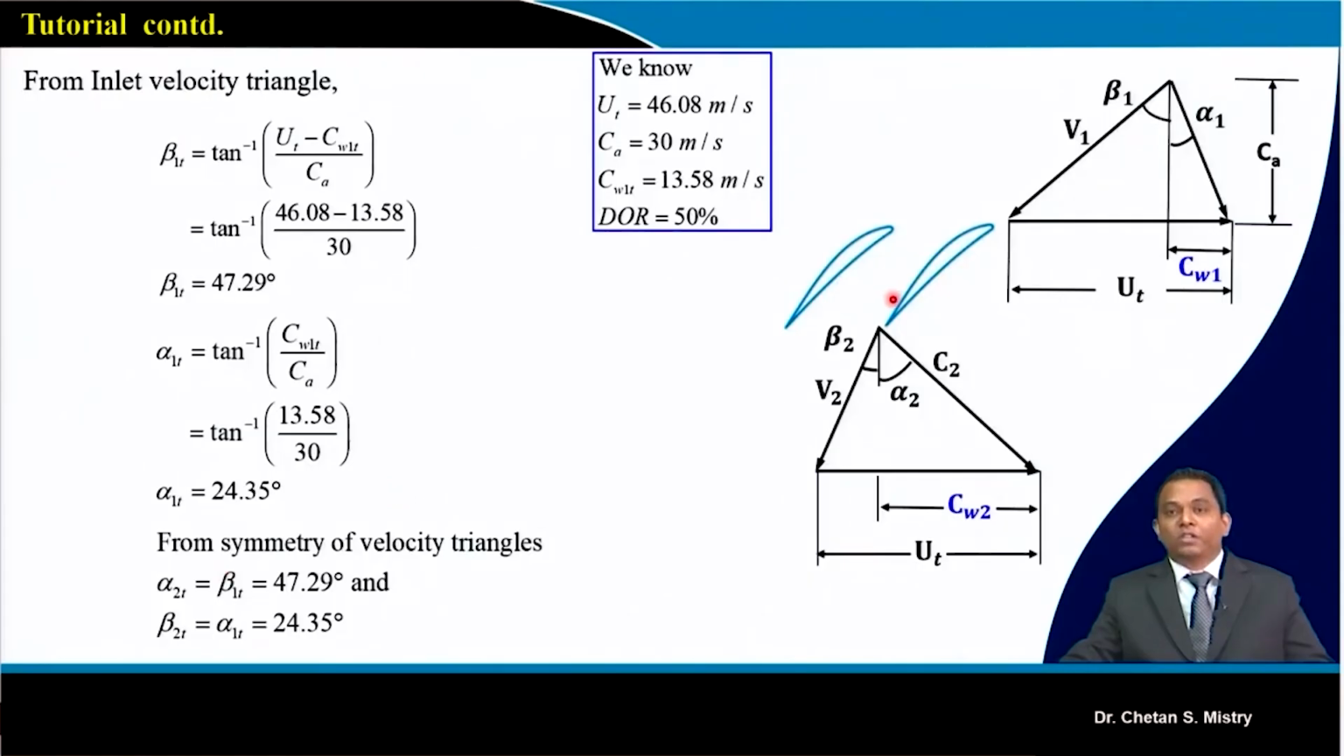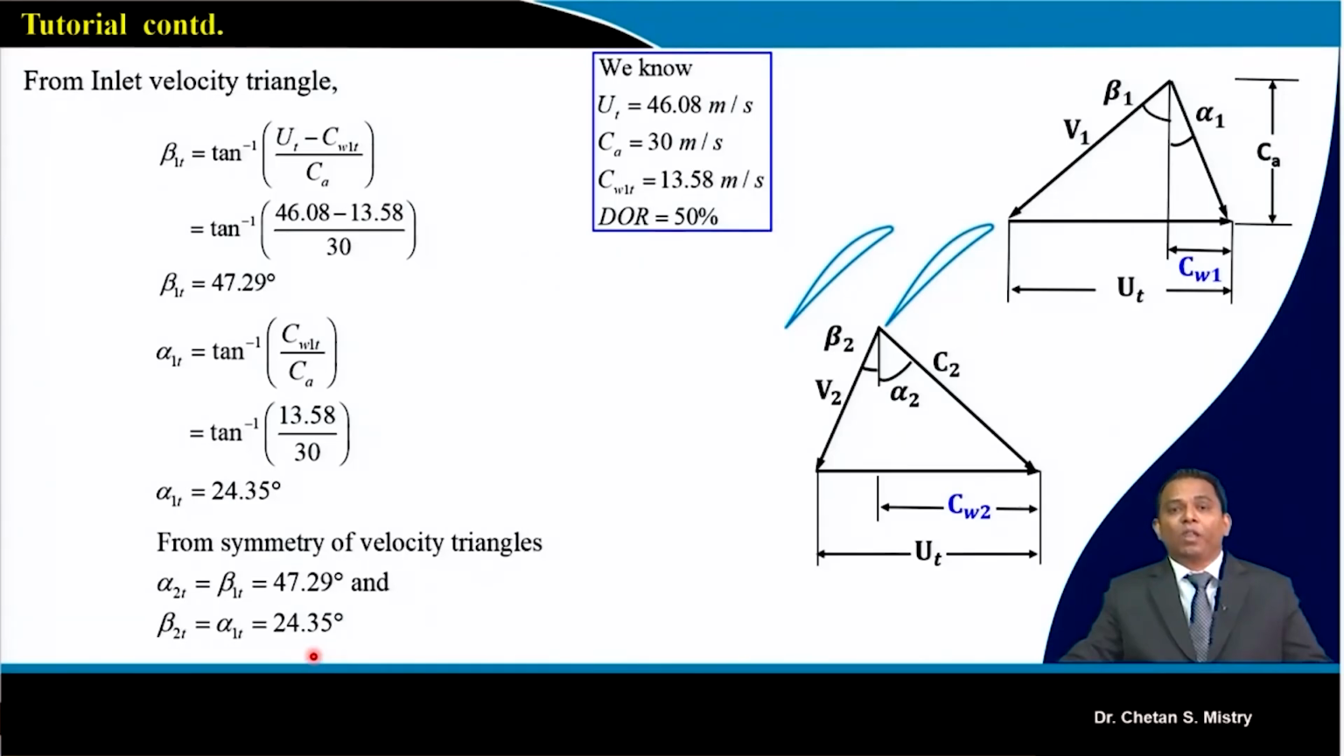Now, as we have discussed, since my tip diameter is larger, the U value will be larger. We can do our calculation for beta 1, which we have as 47.29 degree. We have our alpha 1 as 24.35 degree, and because the degree of reaction is 50%, we will have symmetrical blading. For those symmetrical bladings, my alpha 2 and beta 1 are coming 47.29 degree, and my beta 2 and alpha 1 are coming 24.35 degree.